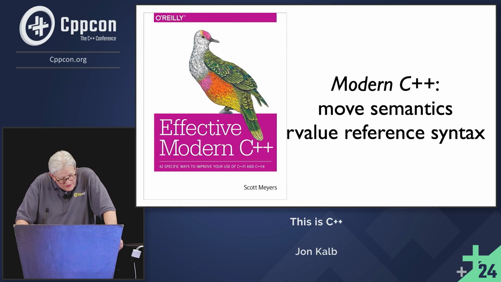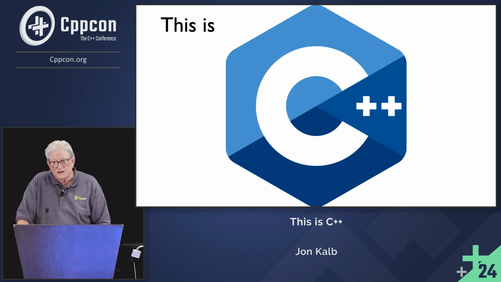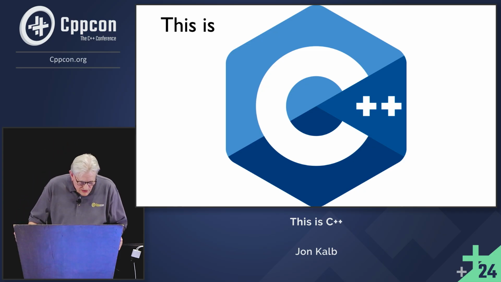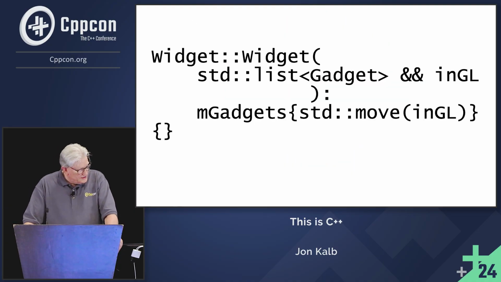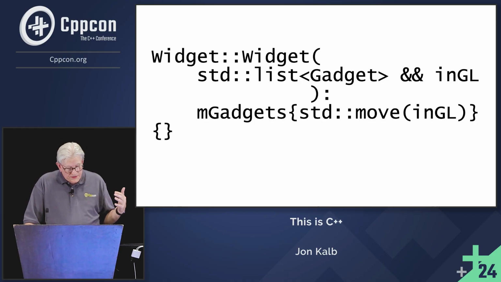Why did we add this language complication? Because this is C++, and we do what we must do to achieve uncompromised performance. Unnecessary copies compromise our performance. So let's look at a specific example of move semantics. In this constructor, we can move initialize a data member, avoiding what might be an expensive copy.